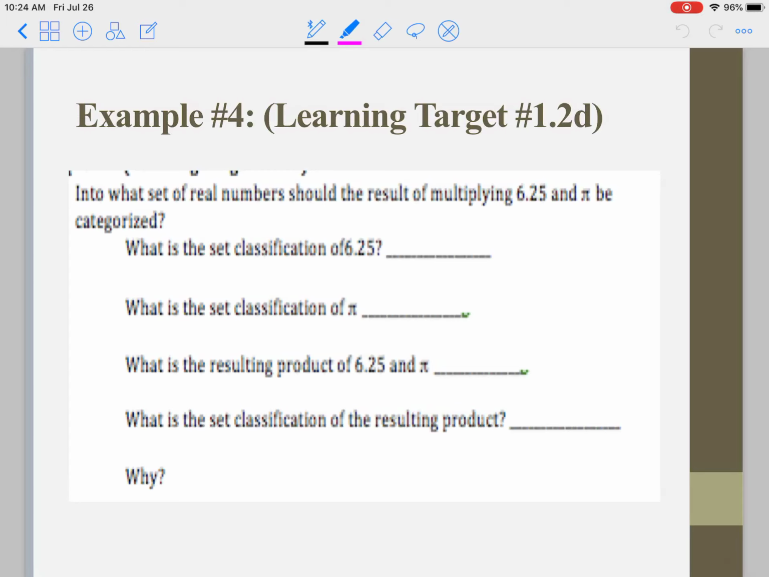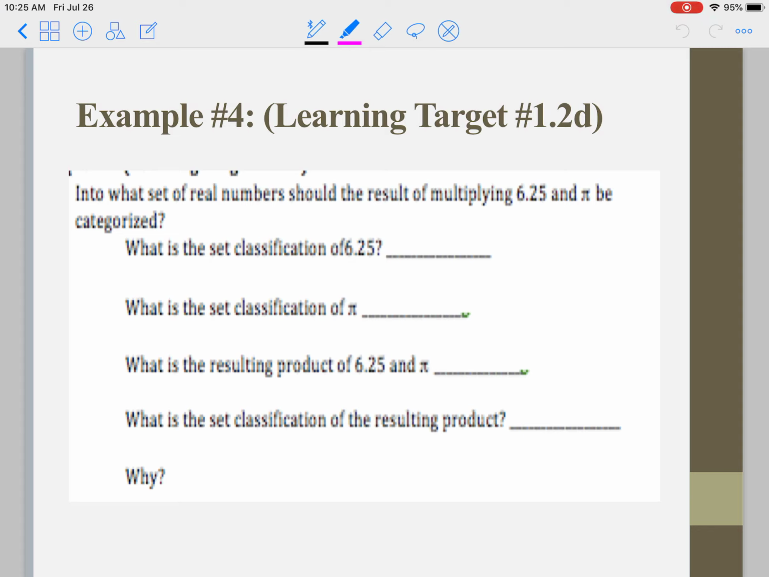Example number 4, highlighting learning target number 1.2D. Into what set of real numbers should the result of multiplying 6.25 and pi be categorized? Consider the question and hit pause and work through the example. And once you've completed, restart the recording and we will work through the example together.